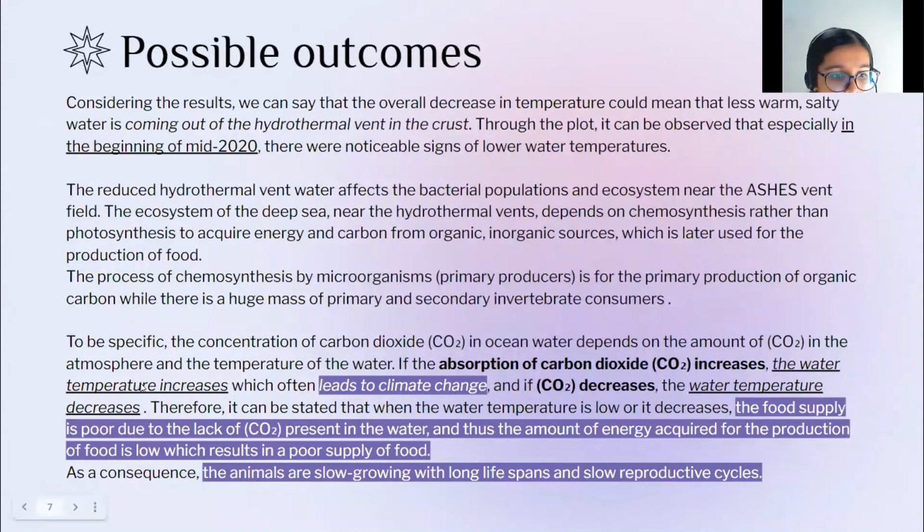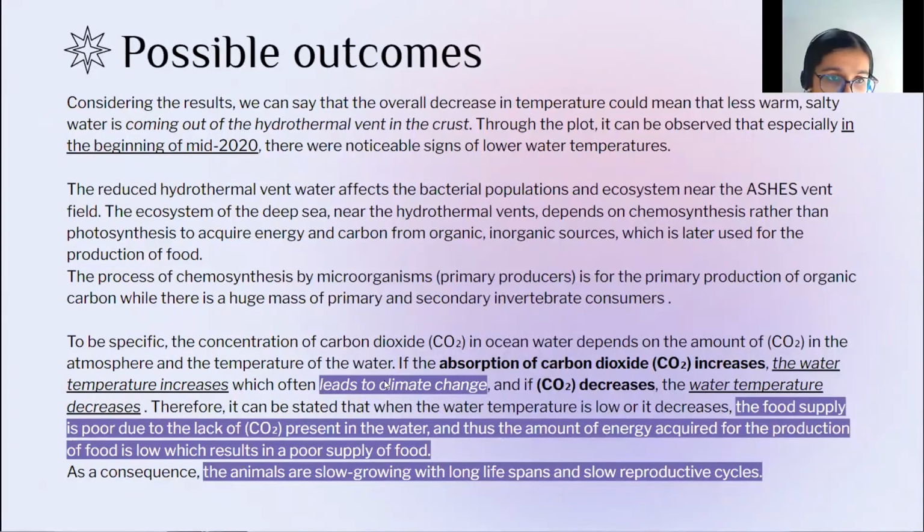The possible outcomes to consider are that the reduced hydrothermal vent flow affects the bacterial population and ecosystem near the Ashes Vent Field. The process of chemosynthesis by microorganisms is the primary production of organic carbon, supporting a huge mass of primary and secondary consumers. To be specific, the concentration of CO2 depends on the amount of CO2 present in the atmosphere and the temperature of water.